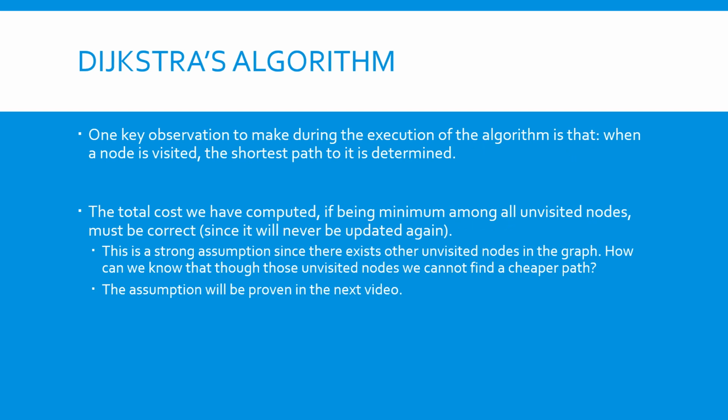At last, a key observation is that once a node is visited, its shortest path is determined and won't be updated again. It implies that the cost to reach the node must be correctly computed, as the cost won't be updated either. This is a very strong assumption because we make the claim without visiting all nodes. In this case, it is hard to see why those unvisited nodes will not help construct cheaper path. Fortunately, this is guaranteed by the greedy principle of Dijkstra's algorithm, and we will prove this in the next video.